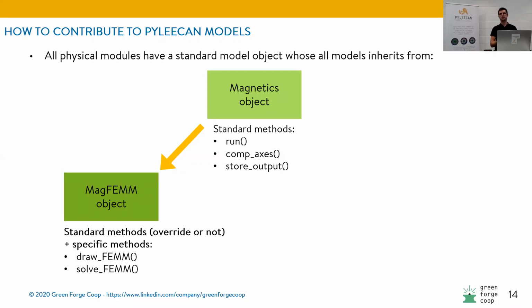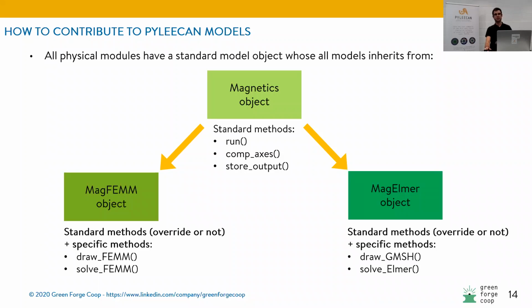using the magnetics standard object. And here, for example, is the magnetic simulation using FEMM. And so we'll have the standard methods that are available and that we can override or not. And it will also be possible to add specific methods that are really related to the complexity of the FEM simulation. So here first we'll have to draw the geometry for all the machines, for any kind of machine, using build geometry. And then we also need to solve the FEM problem. And so for this, we'll call the appropriate method solve FEMM.